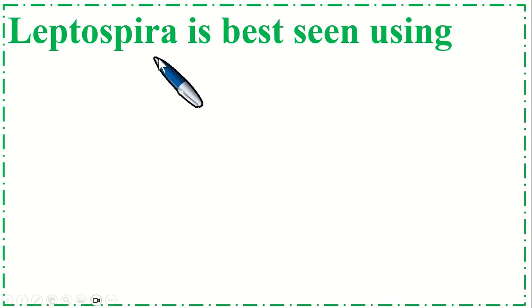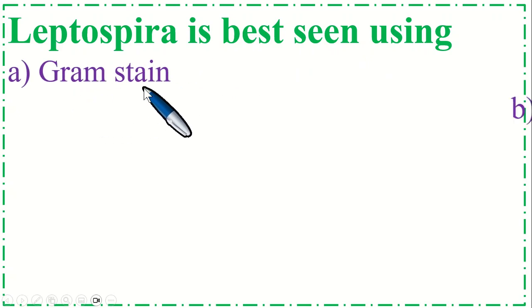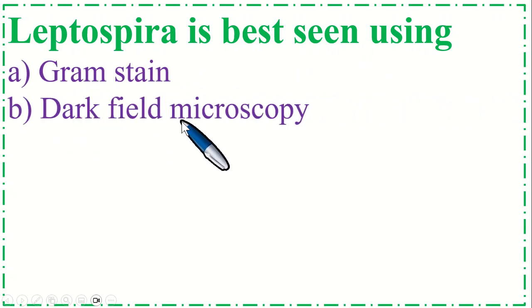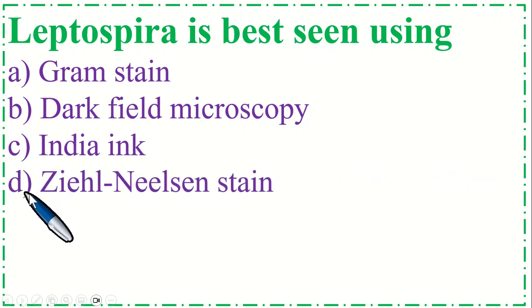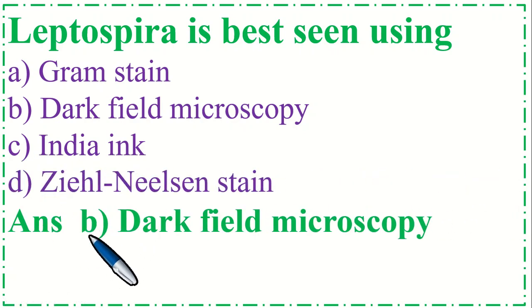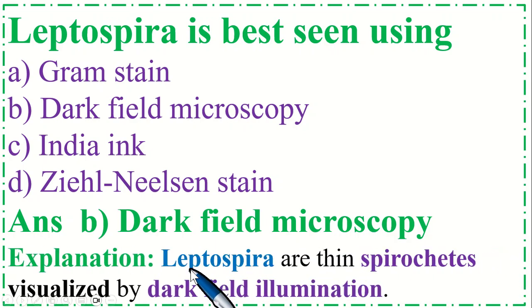Leptospira is best seen using option A gram stain, B dark field microscopy, C India ink, and option D Ziehl-Neelsen stain. So the correct option is B, dark field microscopy. Explanation: Leptospira are thin spirochetes which are visualized by dark field illumination.